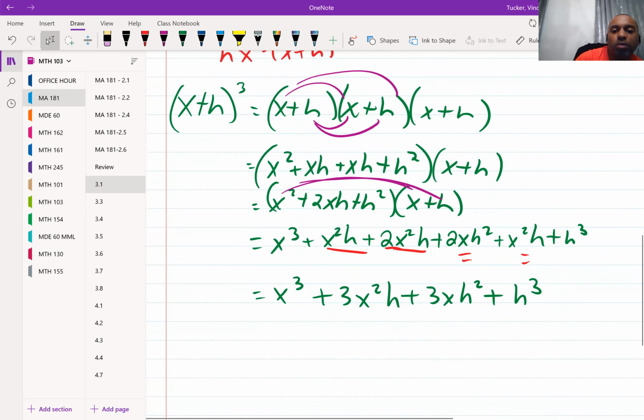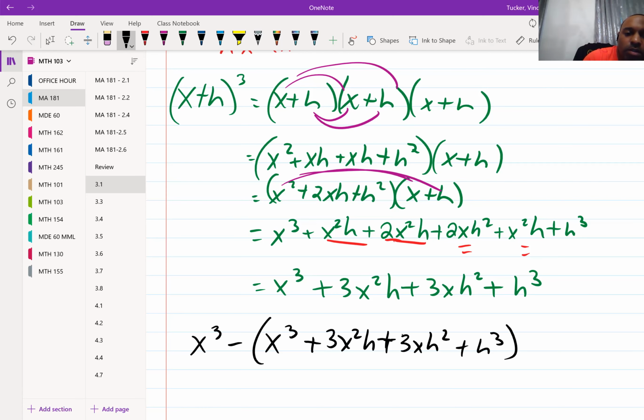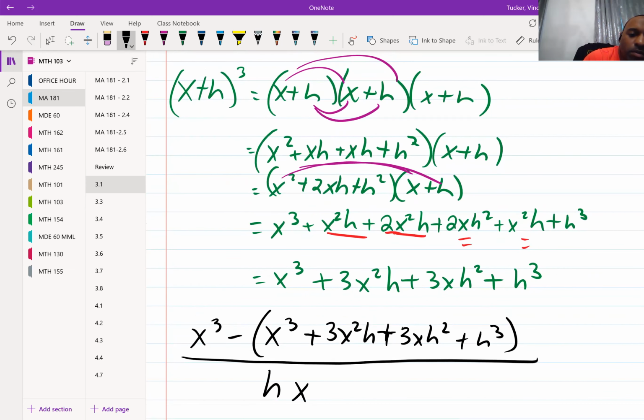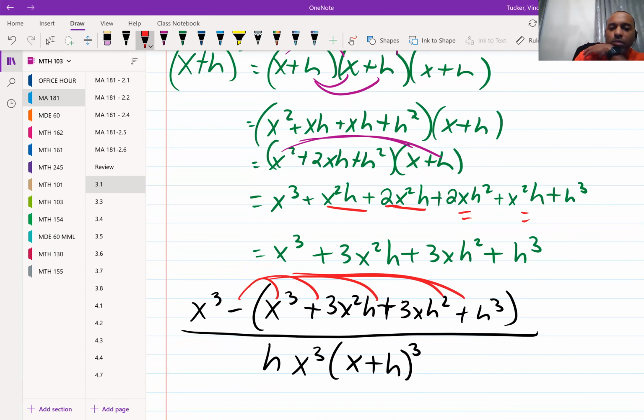All right, so we got x cubed minus that quantity, or that expression, I should say, all over h times... so that minus sign needs to hit each term in the parentheses.